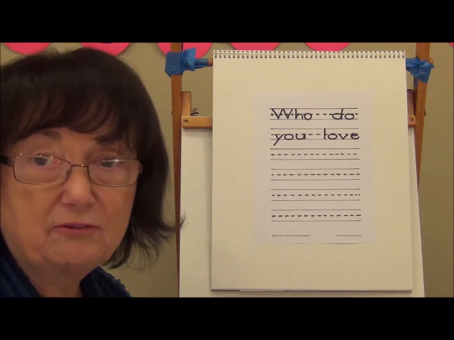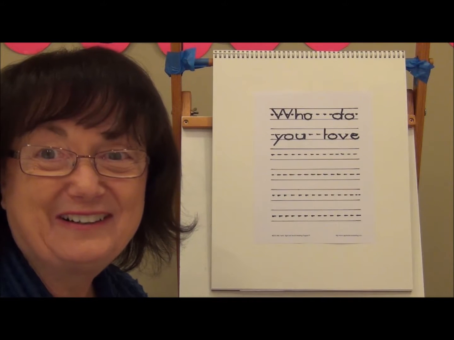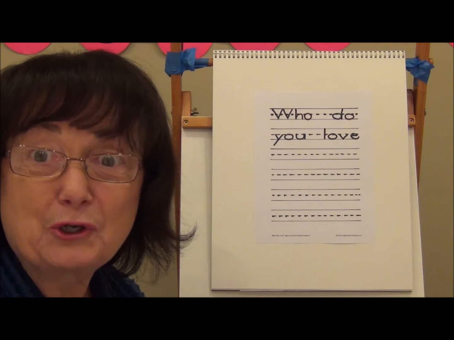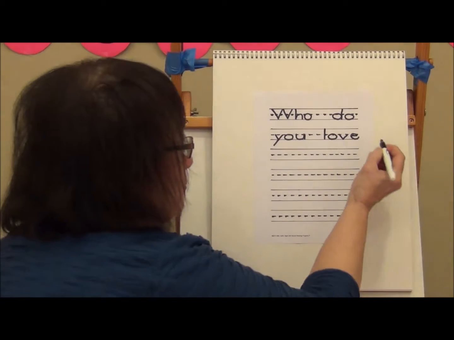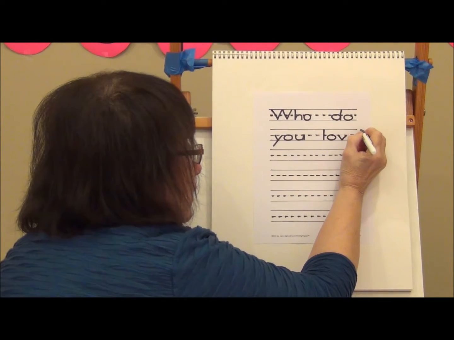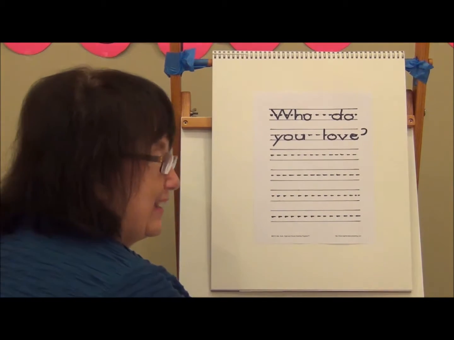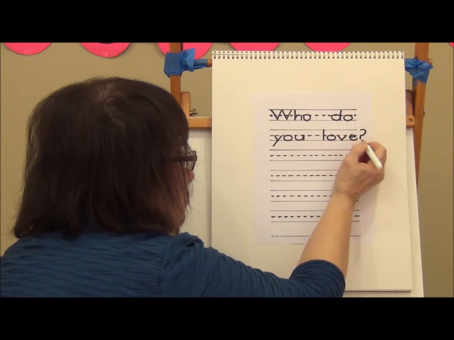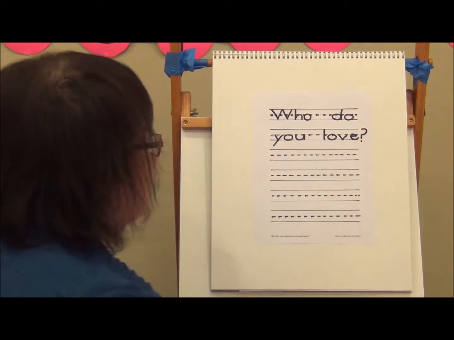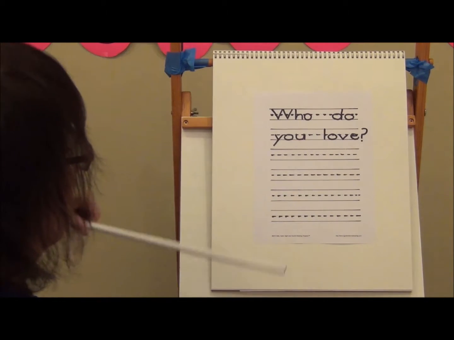L-O-V-E is love. And it's a question. Who do you love? And so we're going to put a question mark, all right? We need a question mark. Now remember the question mark, we come around like an ear. I say it's like a backward C or an ear, and then we come straight down, and then we give it a dot. Who do you love?